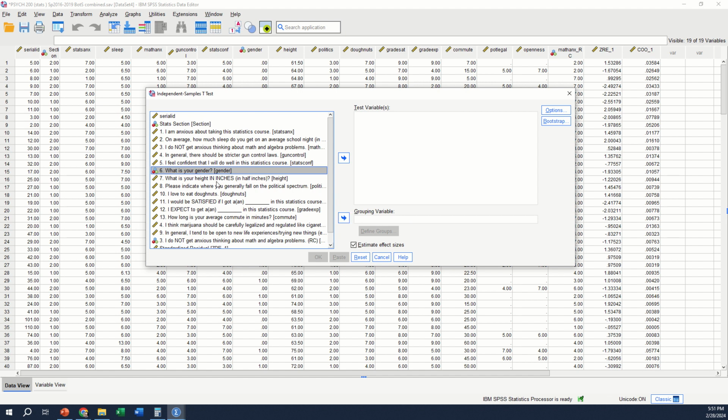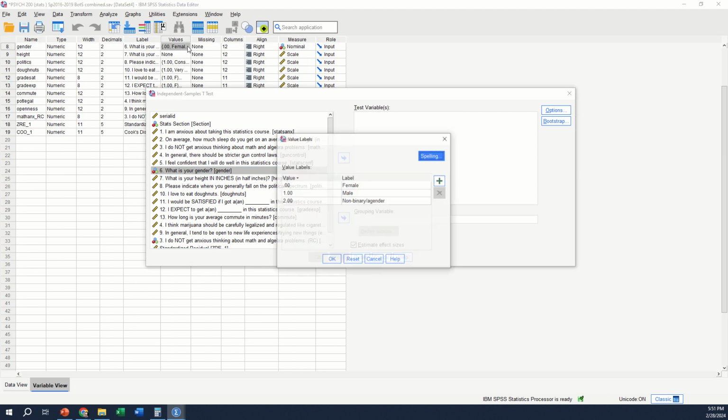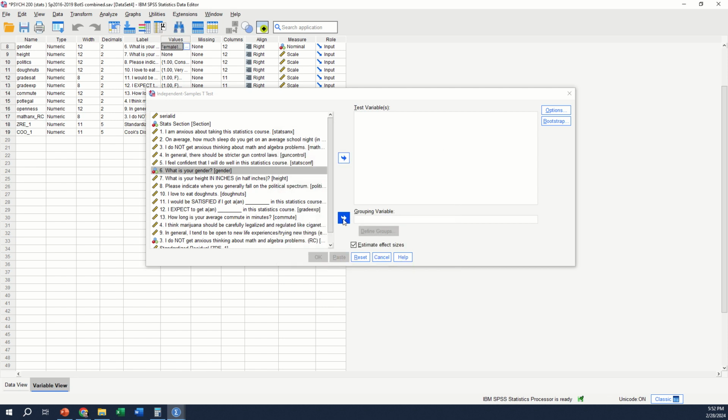But one thing I need to check out is how gender is coded, because that's going to be really, really important here. So if I go to gender, and look how this is coded. So 0 female, 1 male. That's going to be really important because we have to enter the dummy codes for the groups that we want to compare. So I'm going to bring gender over here.